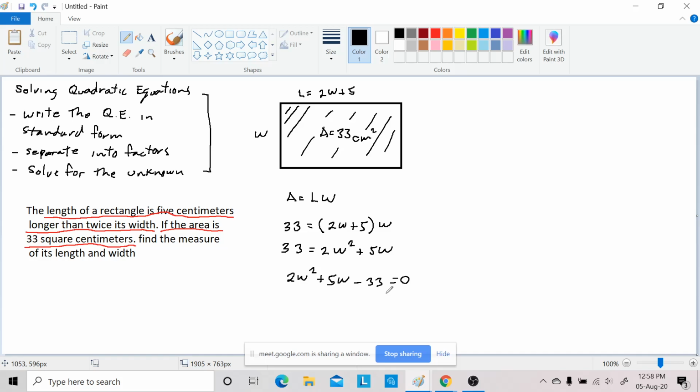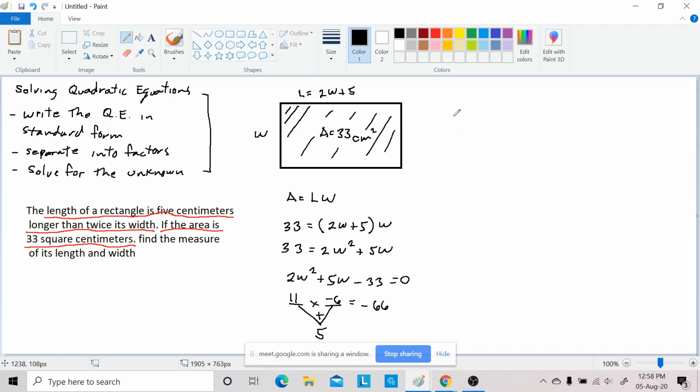Non-perfect square, correct. What type? Type 2. So the pattern is blank times blank equal to negative 66, and adding them together must be 5. What numbers? 11 and negative 6. Correct. So we are not yet done.